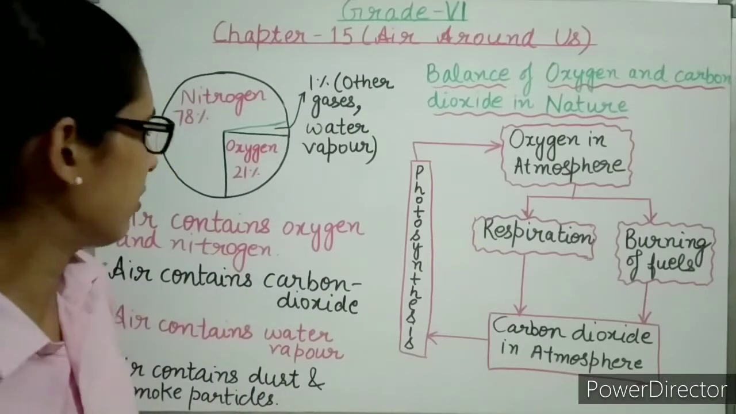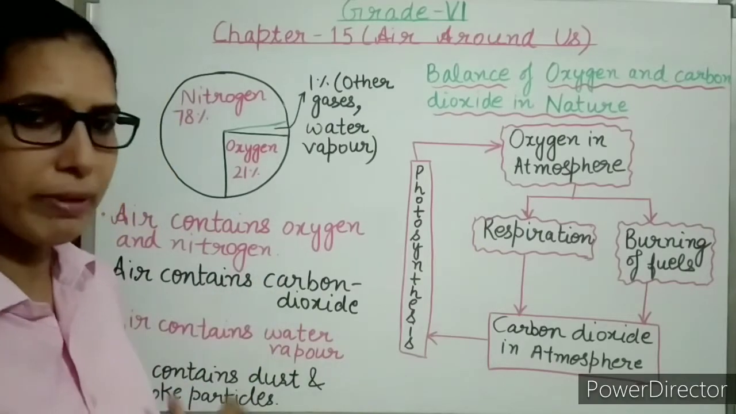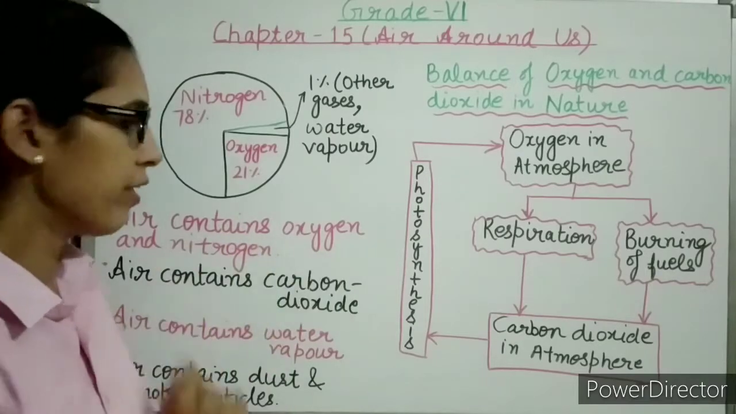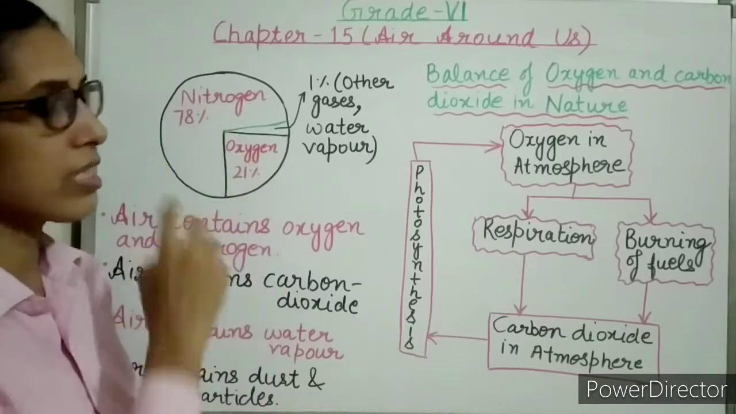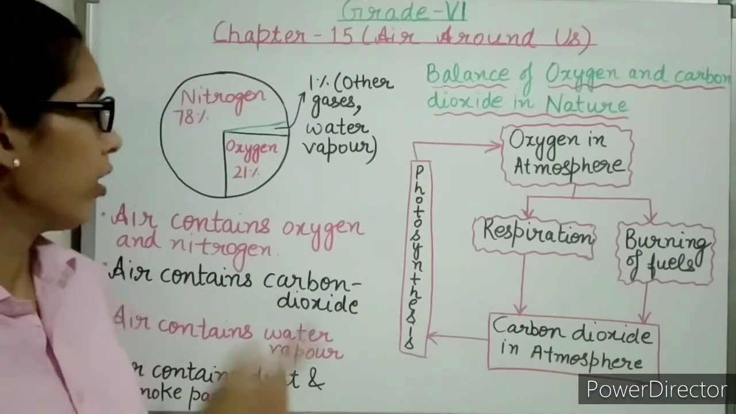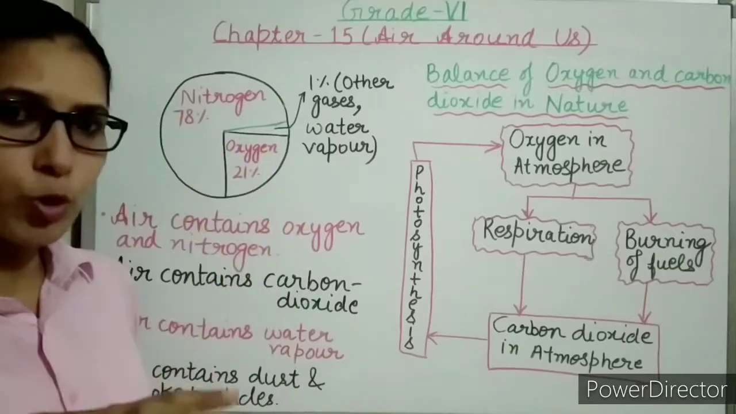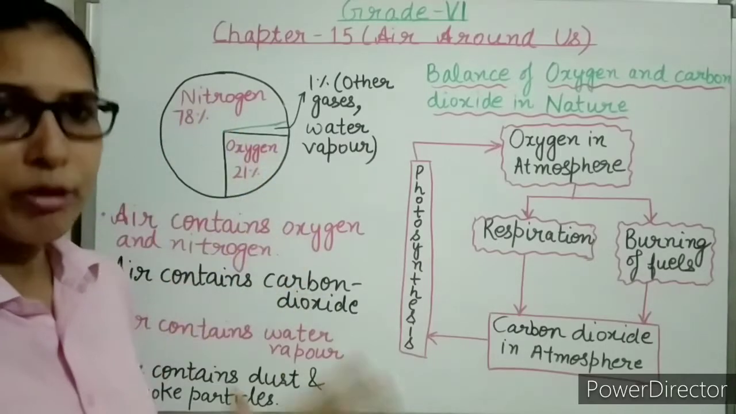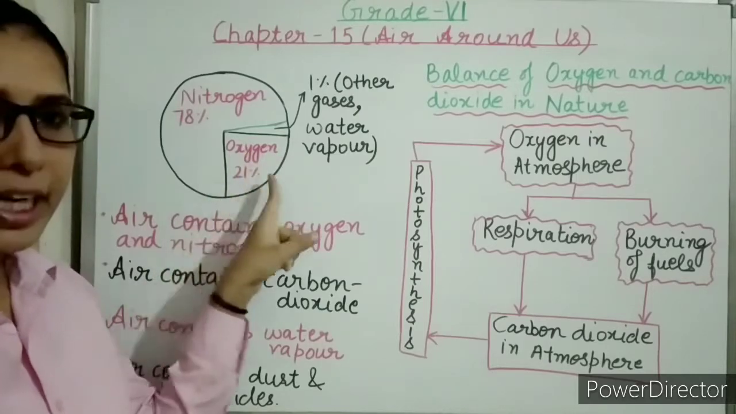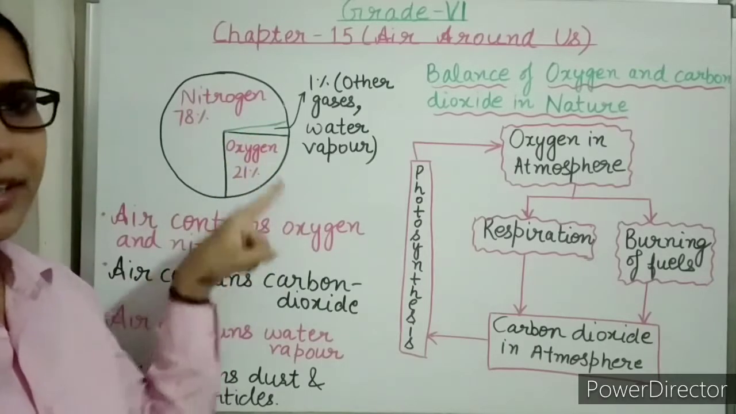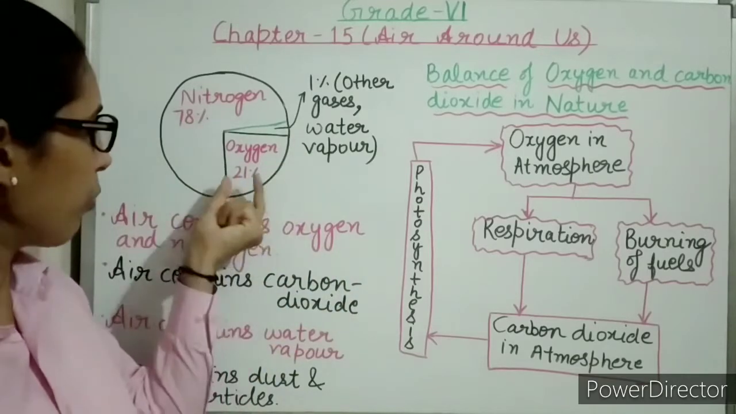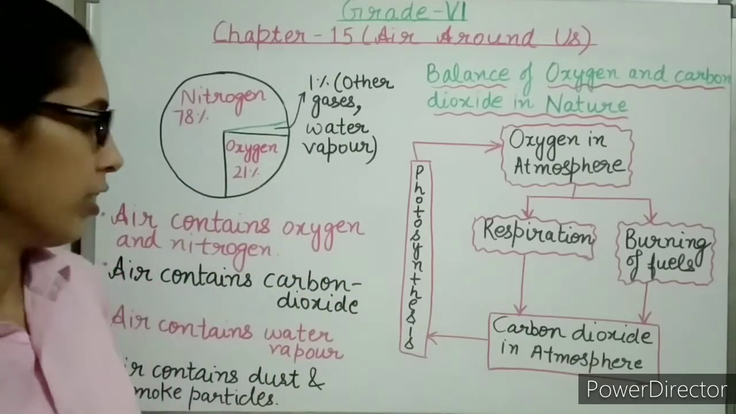So now, let us discuss all these gases present in the air. Air contains oxygen and nitrogen. I told you nitrogen is the most abundant gas present in the atmosphere, because 78% of atmosphere is made up of nitrogen. 21% oxygen is the second most abundant gas present in the atmosphere. You can see 78% is nitrogen in the atmosphere and 21% is oxygen.